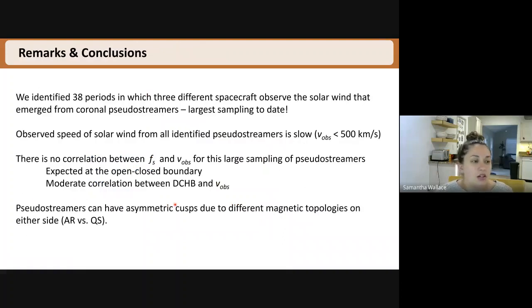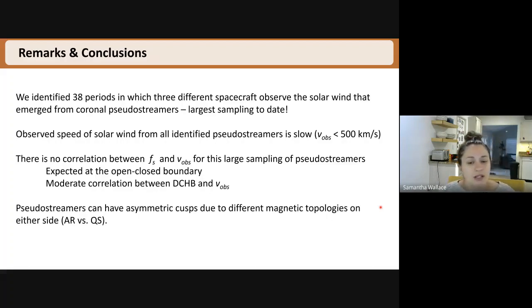So, just in conclusion, in this study, we identify 38 periods where we have 3 different spacecraft observing pseudostreamer solar wind. This is the largest sampling of in situ observed pseudostreamers identified to date. The primary conclusion is that all of the observed solar wind for these pseudostreamers is slow. It's significant in and of itself because this has never been thoroughly investigated. Second, in all instances of testing the inverse relationship between expansion factor and speed, at least for pseudostreamers, there's not a statistically significant negative correlation between these variables.